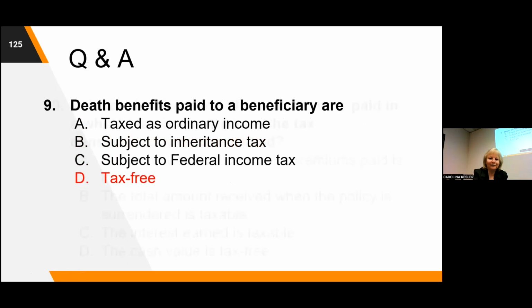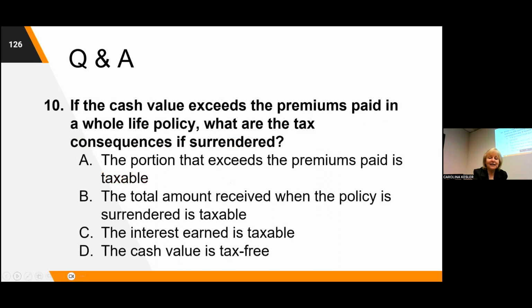tax-free, yay. If the cash value exceeds the premiums paid in a whole life policy, what are the tax consequences if surrendered? The portion that exceeds the premiums paid is taxable, right? That's interest. Is that what we figure out? If it's only lump sum, that it's tax-free, but if that goes monthly. Correct. Yes. And the total amount received when the policy is surrendered is taxable. The interest earned is taxable, and the cash value is taxable, right?